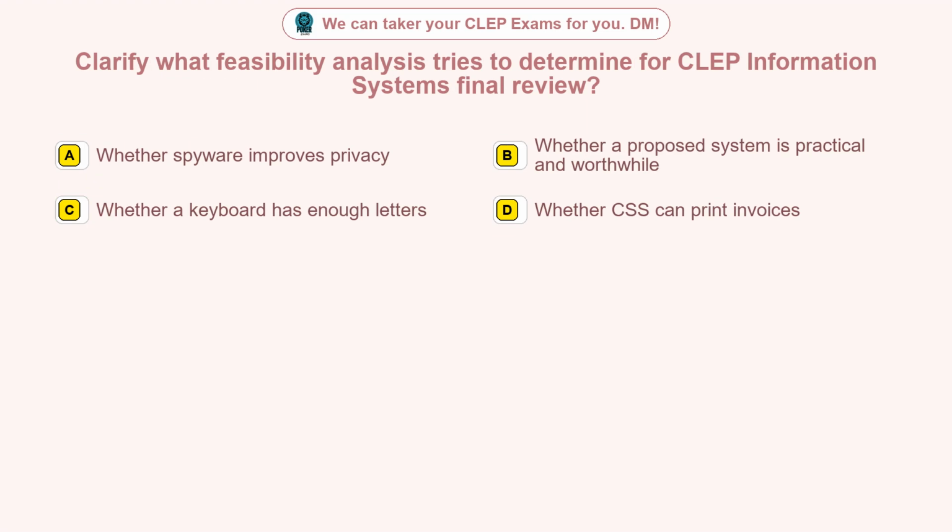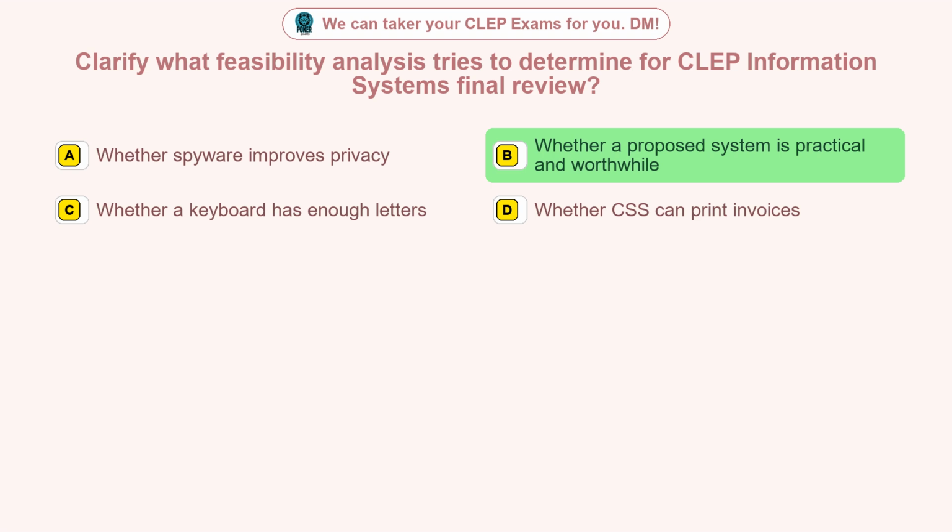Question 65. Clarify what feasibility analysis tries to determine for CLEP Information Systems final review. Option A. Whether spyware improves privacy. Option B. Whether a proposed system is practical and worthwhile. Option C. Whether a keyboard has enough letters. Option D. Whether CSS can print invoices. The correct answer is option B.